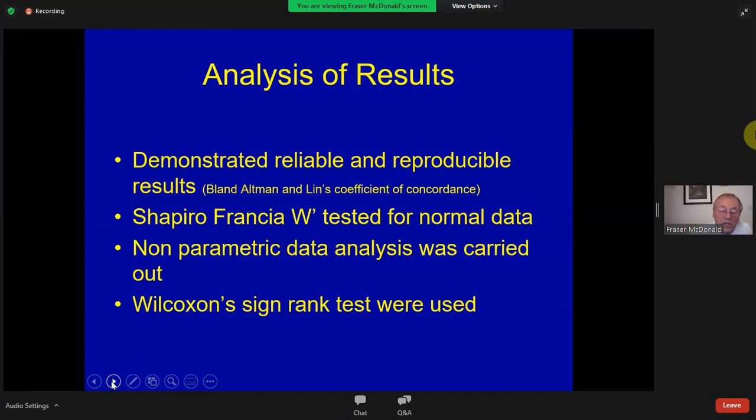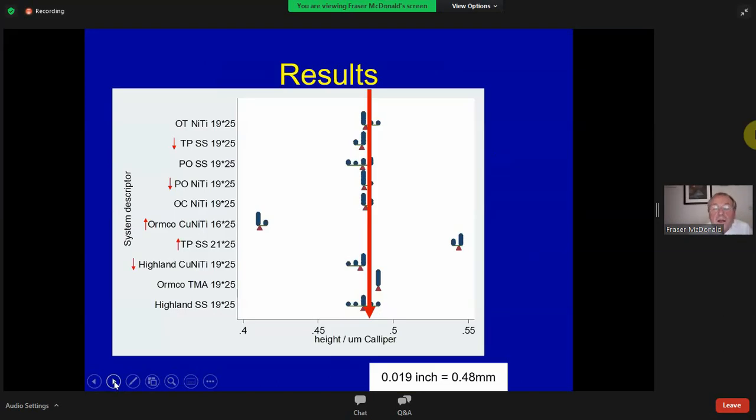You also do need to know a little bit about non-parametric and parametric data, and you also need to know about distribution of the data. But if we look at these various pieces, this is the analysis looking at the 0.019 inch arch wires. The red arrow represents what it should be, and that is what appeared on the height of the micrometer caliper. And you can see with the various arch wires, there is a variability. You can see particularly some of the stainless steels do spread quite a bit.